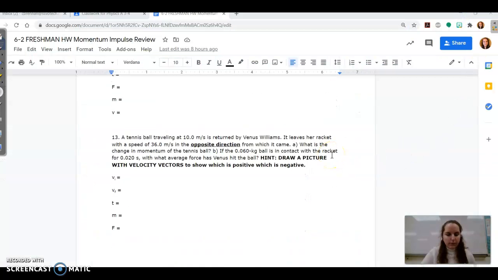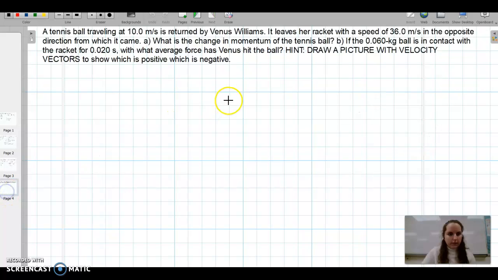Okay, so now number 13, a tennis ball traveling at 10 meters per second is returned by Venus Williams. It leaves her racket with a speed of 36 meters per second in the opposite direction from which it came. What is the change in momentum of the tennis ball if the 0.060 kilogram ball is in contact with the racket for 0.02 seconds? And what is the average force that Venus hits this ball? And we are told a hint to draw a picture with velocity vectors to show which is the positive and which is the negative. So let's start on this one.